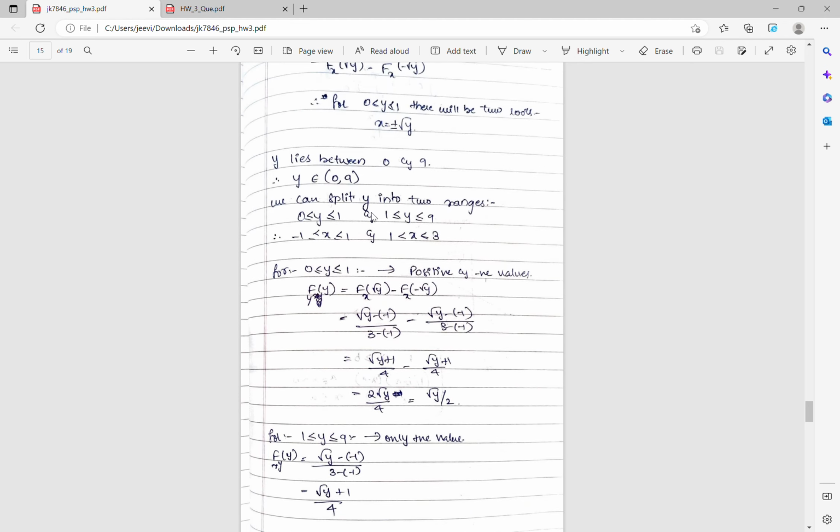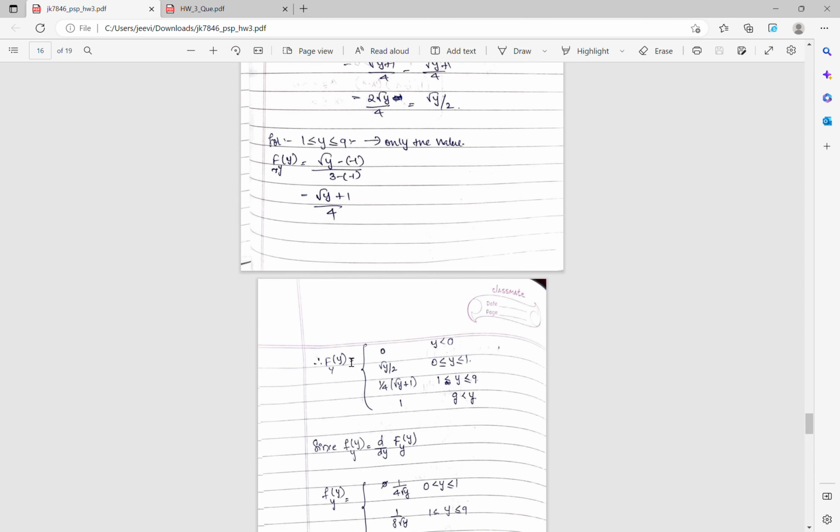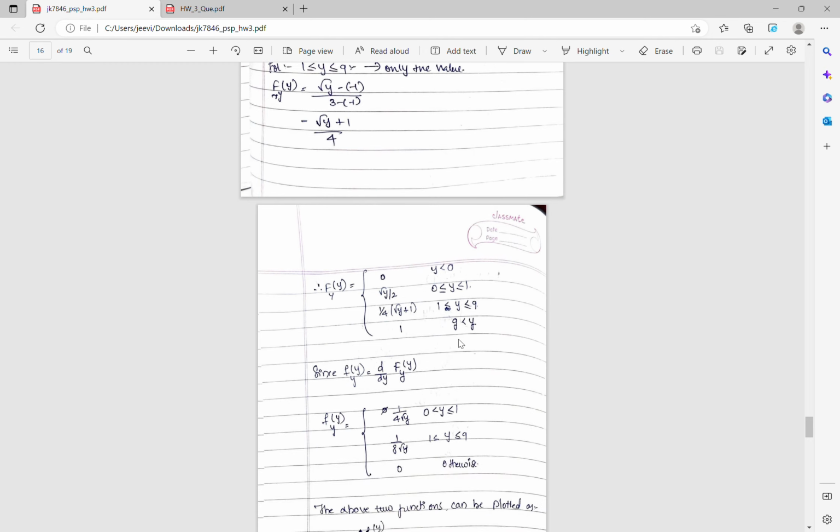Now for the second possible range, that is y between 1 to 9, we can only take the positive values. Therefore the cumulative function will be equal to root y plus 1 by 4. Therefore the cumulative function value will range as follows. If the value of y is less than 0, it will be 0. If the value of y is between 0 and 1, it will be root y by 2. And if the value of y is between 1 to 9, it will be 1 by 4 into root y plus 1. And if y is greater than 9, then the value will be 1.